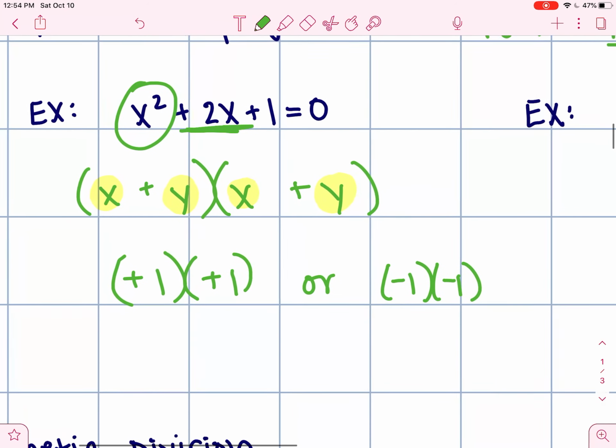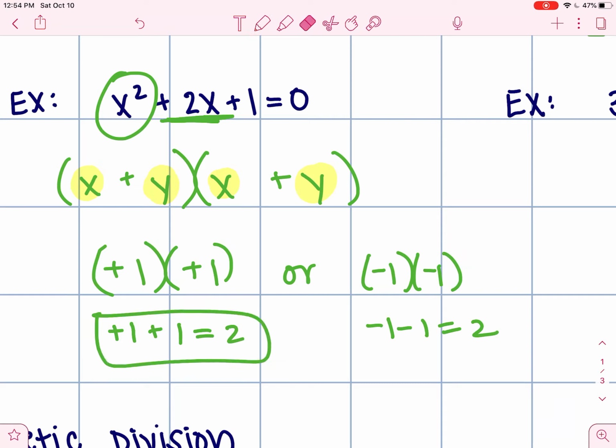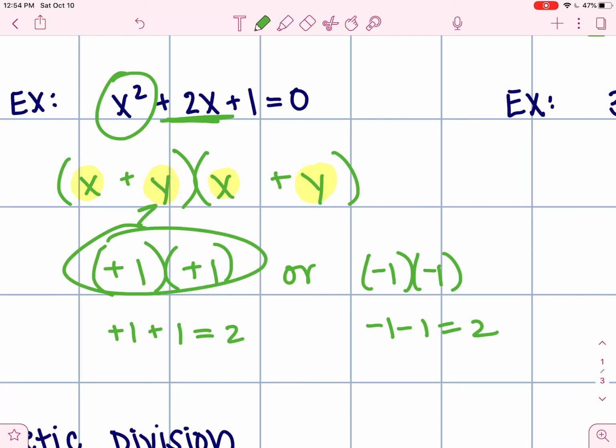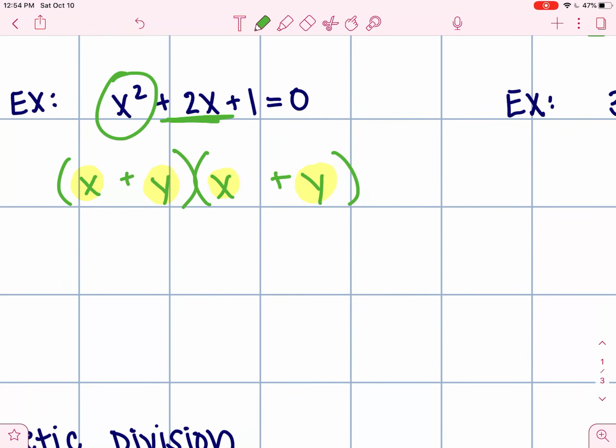And the way that we're going to find this is look at the sum. So does positive 1 plus positive 1 equal 2, or does negative 1 minus 1 equal 2? And in this case, it's going to be positive 1 times positive 1. So we are going to use these two numbers and plug them into the y spots. So I will erase this so that we can continue solving.